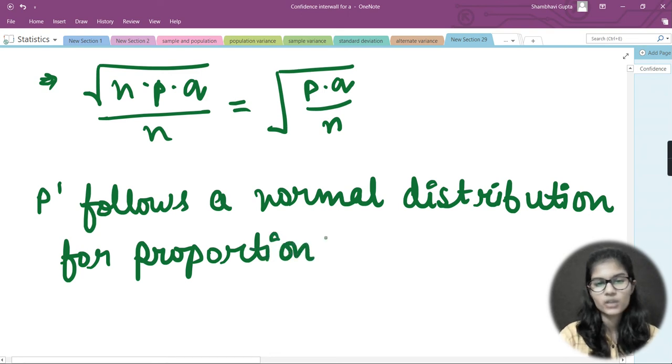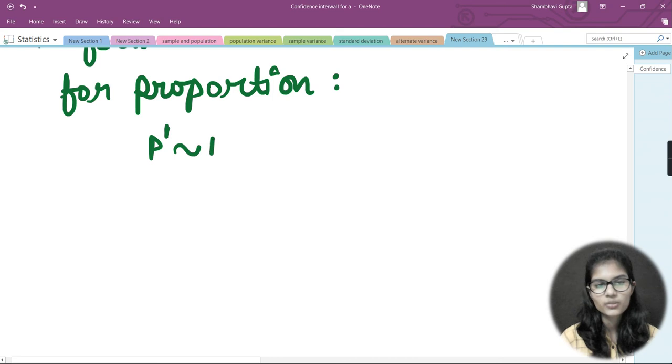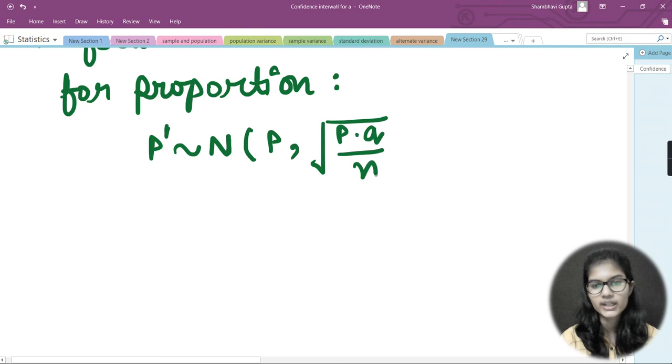And what is the formula which I can write down here? From the simplification and all the algebra that I have done, P dash is approximately equal to n, in the bracket P, comma, under root of P dot Q divided by n. This is the formula which came after the simplification of all the above things.